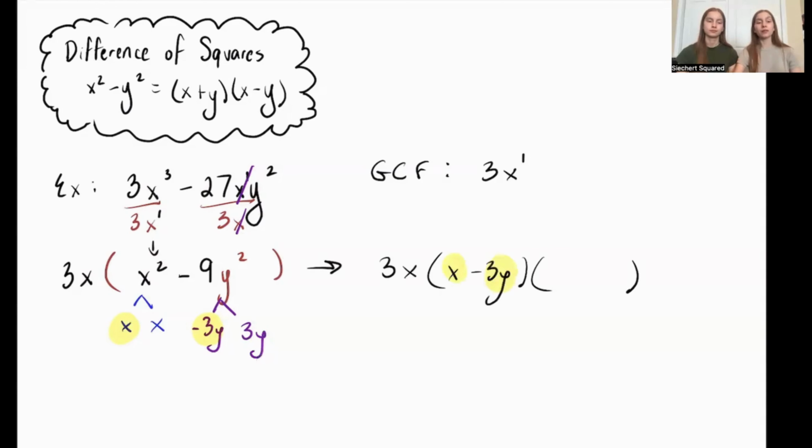And now we're going to grab the last term standing. We have the other x and the other 3y. That's going to go in the other term. And in this case, we have a plus 3y because that 3y that we grabbed actually is a positive. Because a negative times a positive gives you that negative term. And since we have the GCF out in the front, that's our final answer.